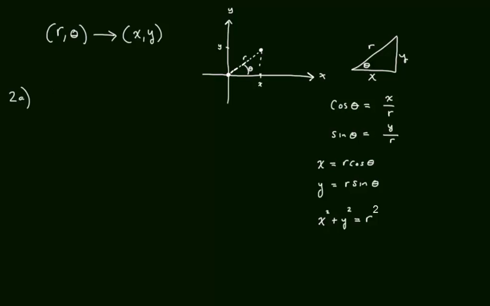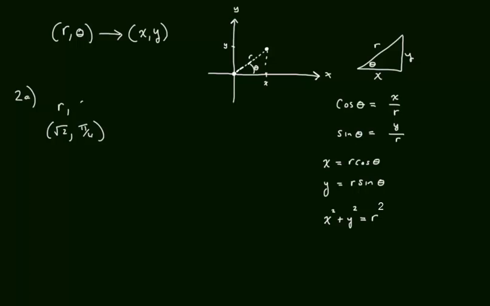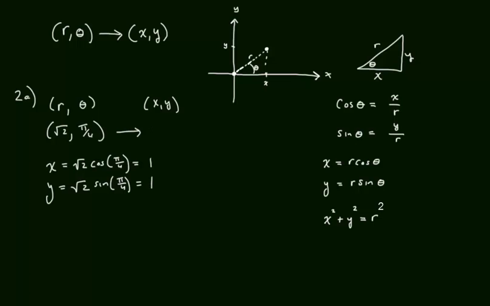2a, we want to go from radical 2, pi over 4, that's our r, theta, and we want to again convert that to the xy point. So in order to do that, we're going to say x is equal to r, in this case radical 2, times the cosine of theta, pi over 4, and that's going to simplify to be 1. The y is going to be radical 2 times the sine of theta, again is 1. So this point converts to 1, 1 in Cartesian.